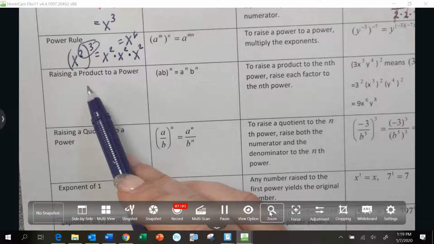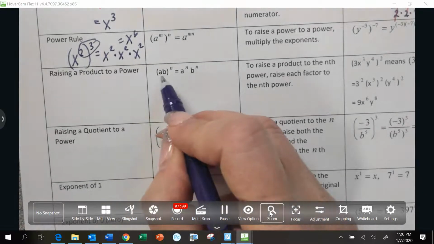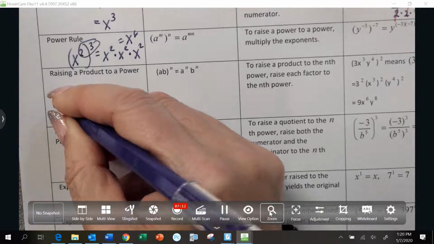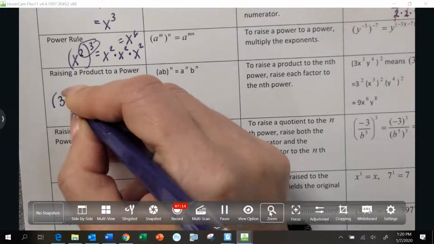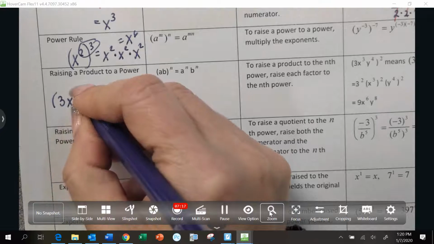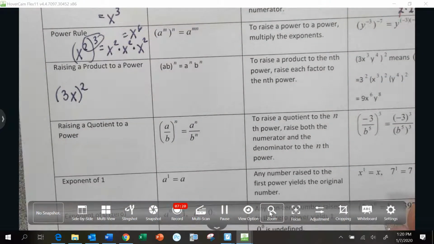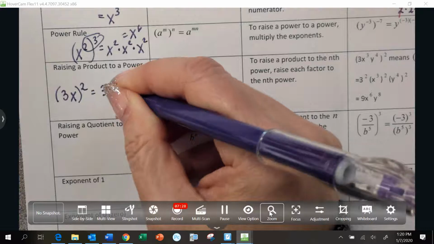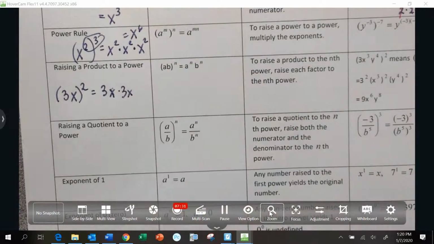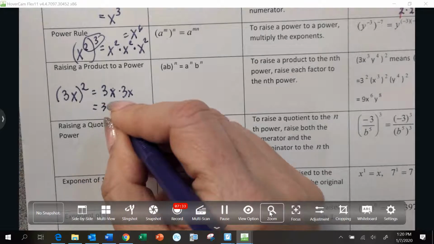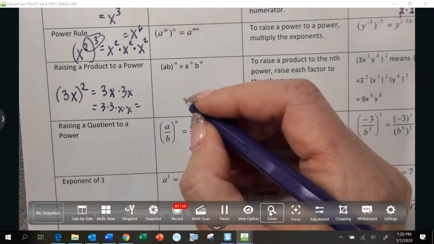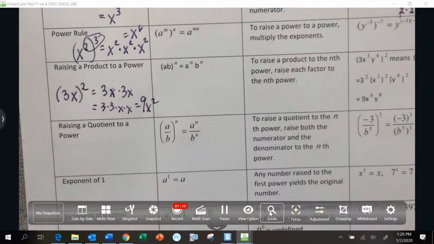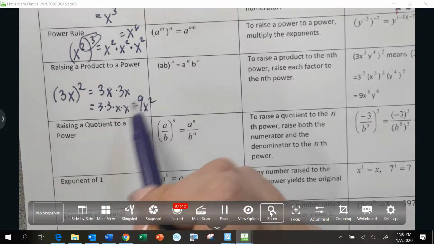Raise to a power. It's power of product. That means I've got 2 things multiplied. So let's say I have 3x, and I'm going to raise that to the second power. Actually, let me do it the long way. If I'm doing 3x squared, I would be 3x times 3x. That would give me 3 times 3 and x times x, which is what? 9x squared. So that's the long expanded way, which works.